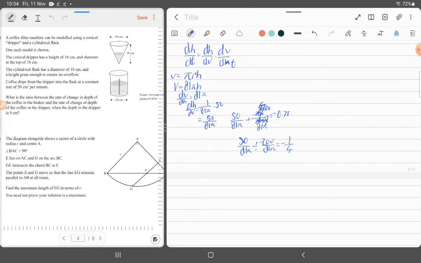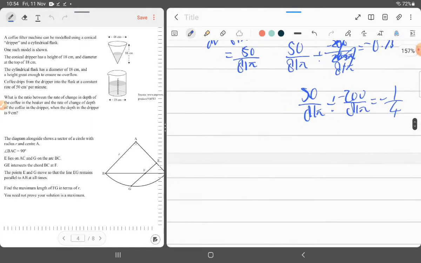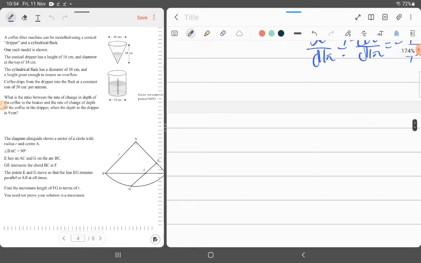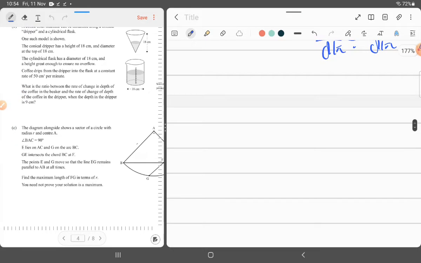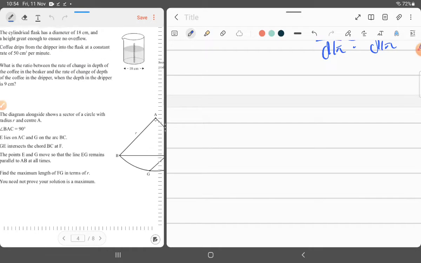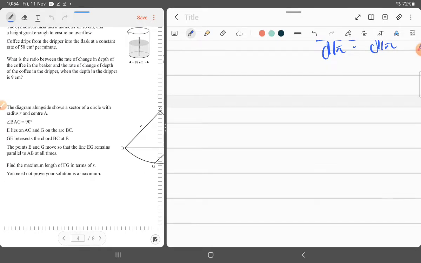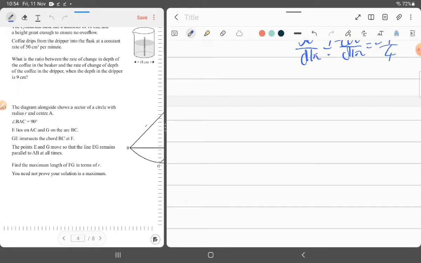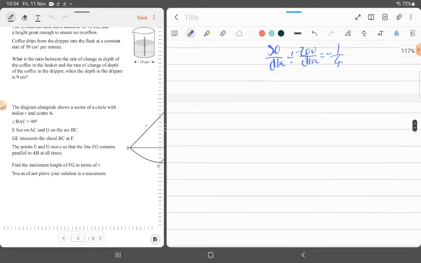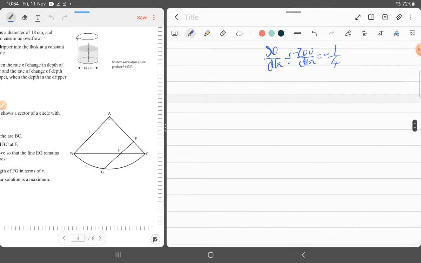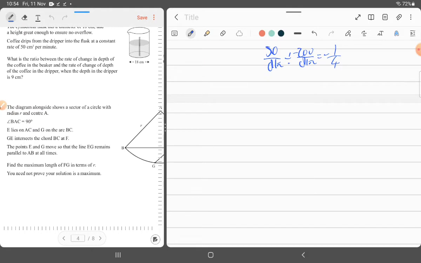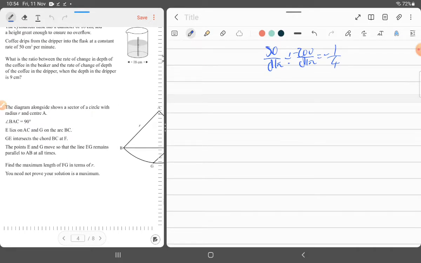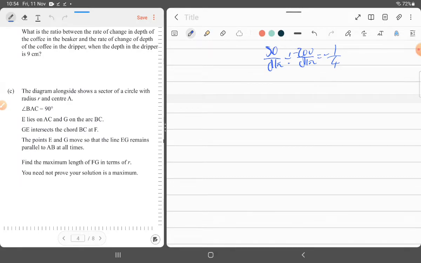See the diagram alongside, the circle with radius r and center A. E is on AC and G is on the arc BC. GE intersects chord BC at F. The points E and G move so that the line EG remains parallel to AB at all times. Find the maximum length FG in terms of r. Right, it says you need not prove. Is this a typo?